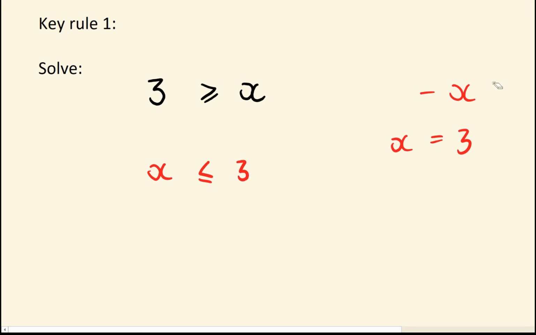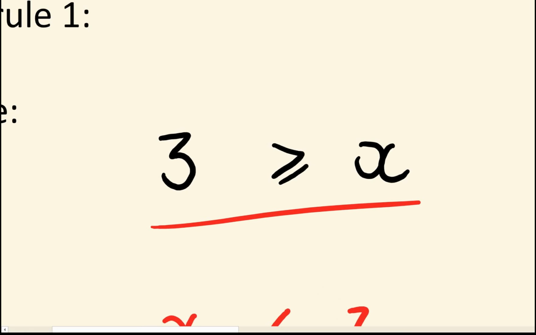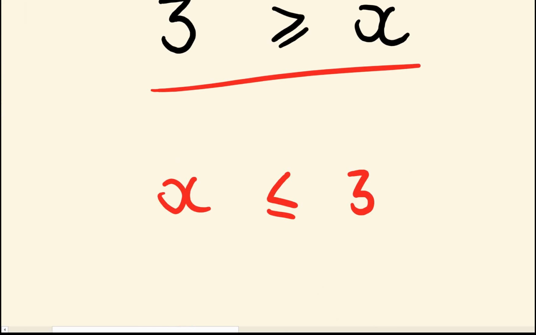The reason for that is kind of obvious if you just think about it. This inequality is saying 3 is greater than x. That's the same thing as saying x is smaller than 3. Because if 3 is greater than x, then x must be less than 3.